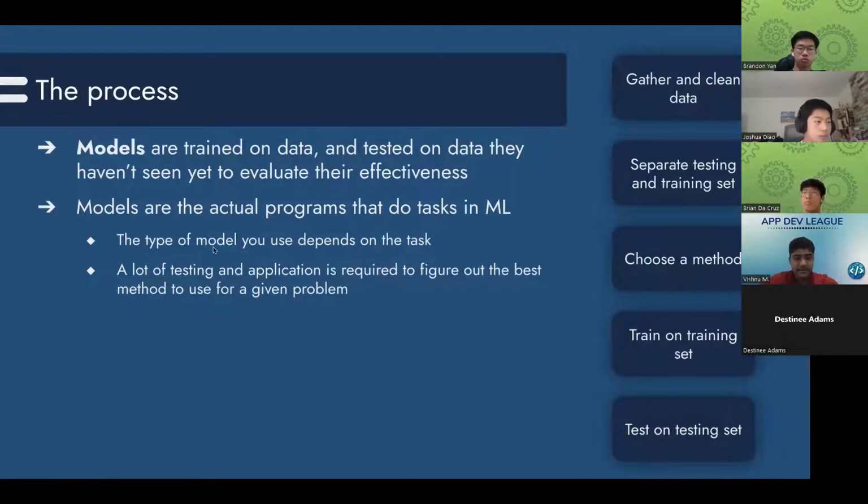Models are the actual programs that do tasks in machine learning, and the type of model that you use depends on the task. There are different frameworks, like convolutional neural networks, recurrent neural networks, or other things that are better suited for certain tasks than others. As you continue learning more about machine learning and artificial intelligence, you'll be able to recognize those different models. And a lot of testing and application is required to figure out the best method or model to use for a given problem.